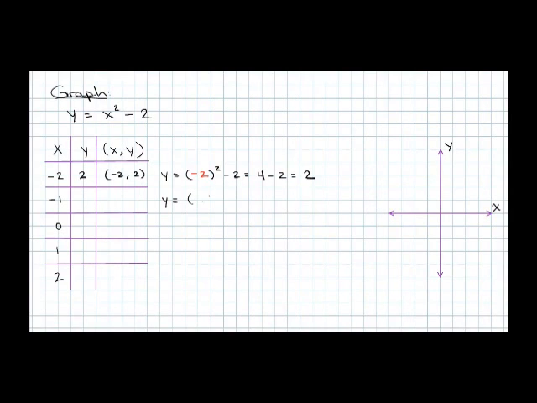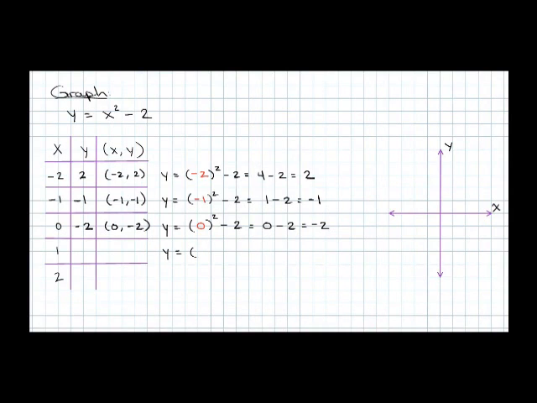I substitute there negative 2 and I got negative 2 comma 2. Now I'm going to substitute negative 1 for x. Negative 1 squared is positive 1, and positive 1 minus 2 is a negative 1. So our next ordered pair is negative 1 comma negative 1. Now let's substitute 0. 0 squared is just going to give me a 0, and 0 minus 2 is a negative 2. Now we're ready to substitute the next one. Oh yeah, and that ordered pair is 0 comma negative 2.